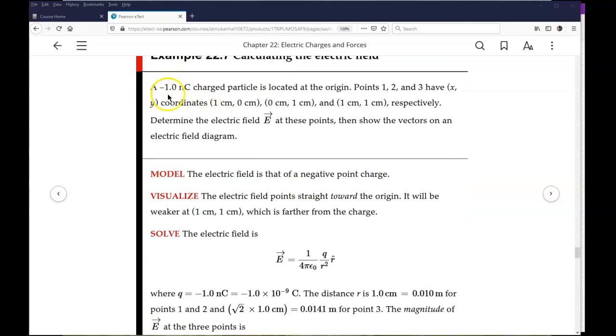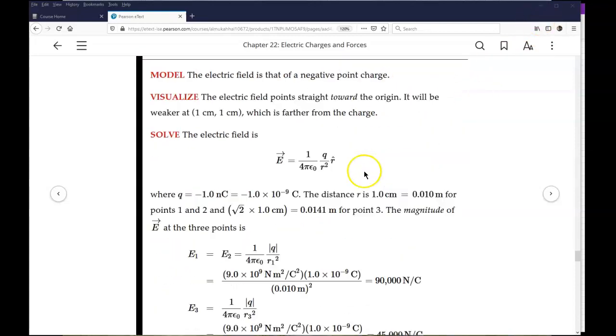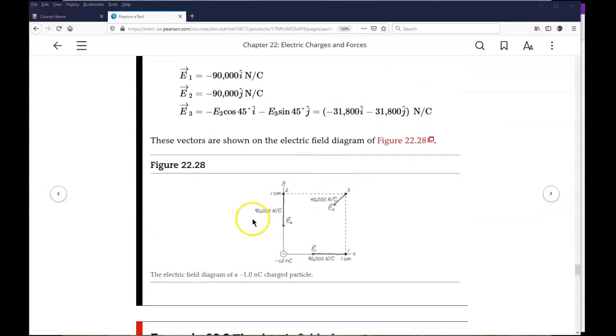It says a negative 1 nanocoulomb charged particle is located at the origin, and points 1, 2, and 3 have these coordinates respectively. Determine the electric field E at these points, then show the vectors on an electric field diagram. I have the diagram in front of me, so I'm going to draw it. You can pause the video, or just use your own ebook and keep it on the side of your screen. It's figure 22.28.